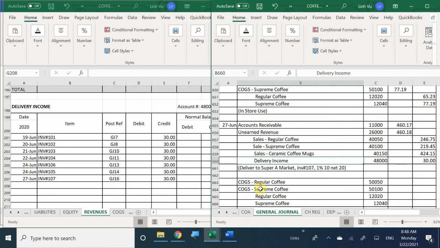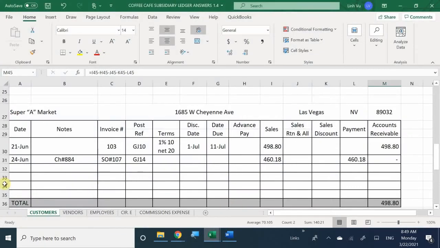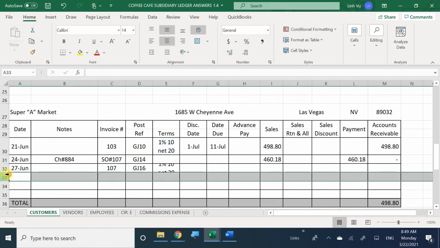All right. Now that we completed our ledger, what's next? Subsidiary. We are dealing with Super A Market once again. So I'm going to go ahead and place it here. 27. We already know what the invoice is. It's invoice number 107, General Journal 16. Right? Terms are 1% net 20, or 10 net 20.